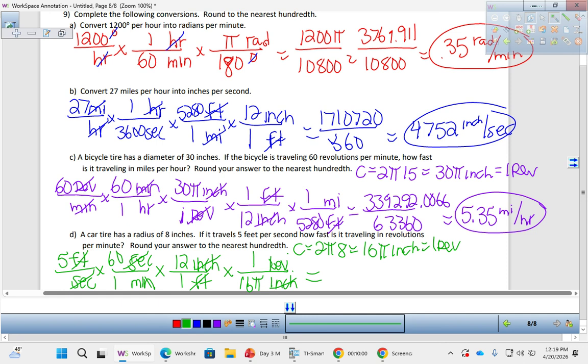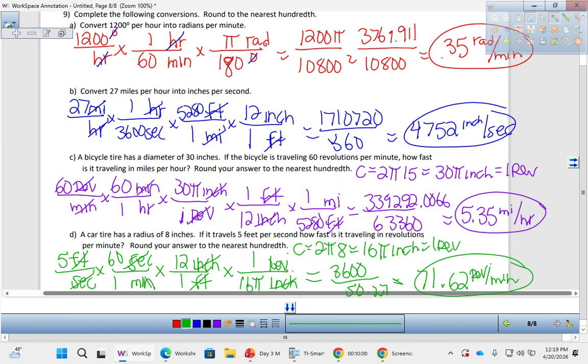Top numbers, 5 times 60 times 12, over bottom numbers, 1 times 16 times pi. 50.27-ish. So I'm doing the top number divided by the bottom number, 71.62 revolutions per minute.